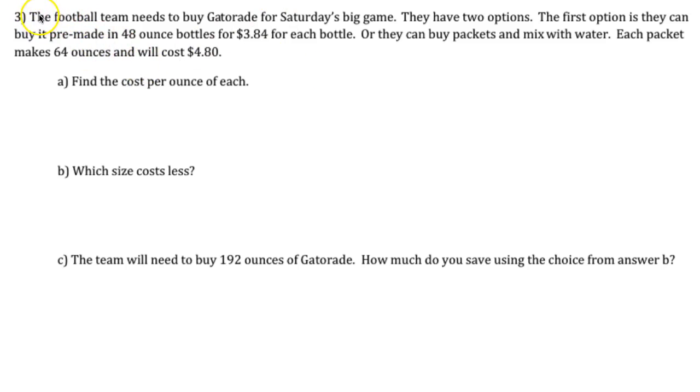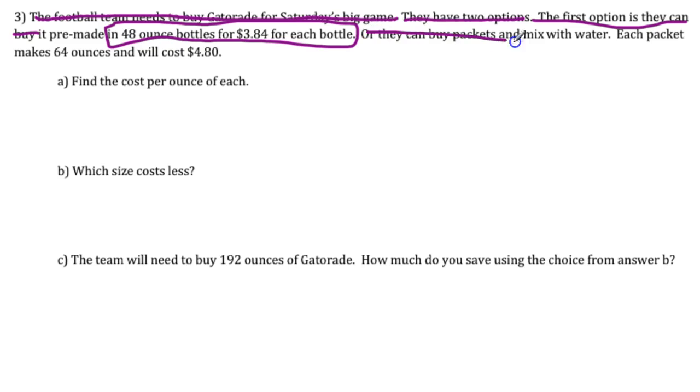The football team needs to buy Gatorade for Saturday's big game. Who cares? They have two options. Alright. I know two options, but whatever. Let's get some numbers. They can buy it pre-made in 48-ounce bottles for $3.84 each bottle. Alright, that's good. Or they can buy packets mixed with water, blah, blah, blah. Each packet, alright, makes 64 ounces and will cost $4.80.